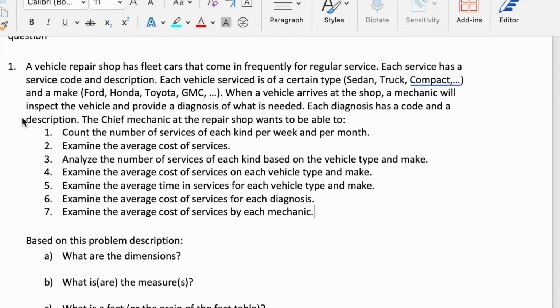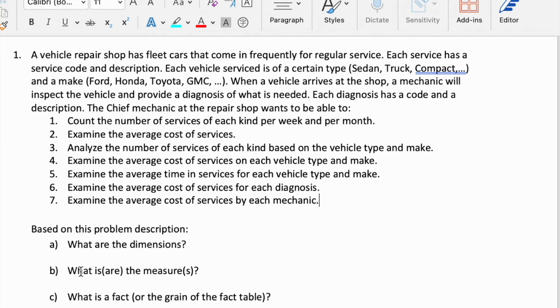Okay, so the questions ask us to find out what the dimensions are, how many dimension tables we might have to make, and what the measures are.